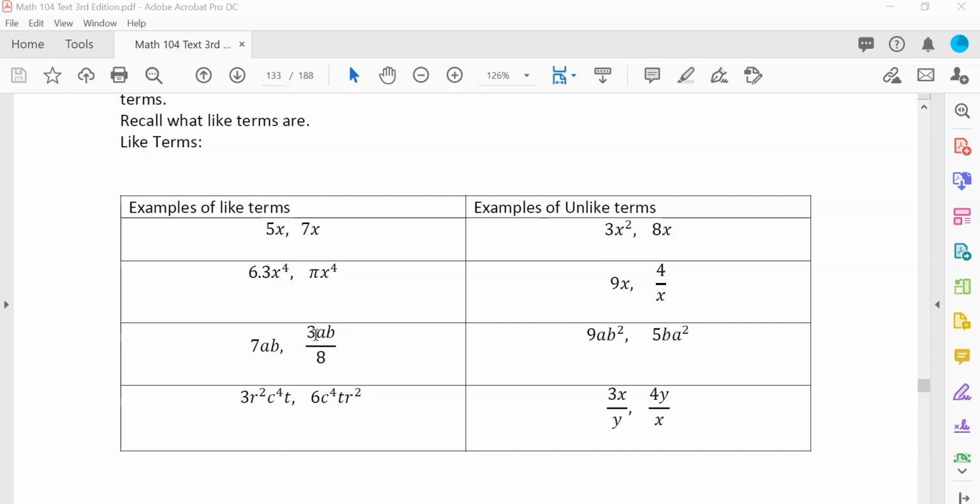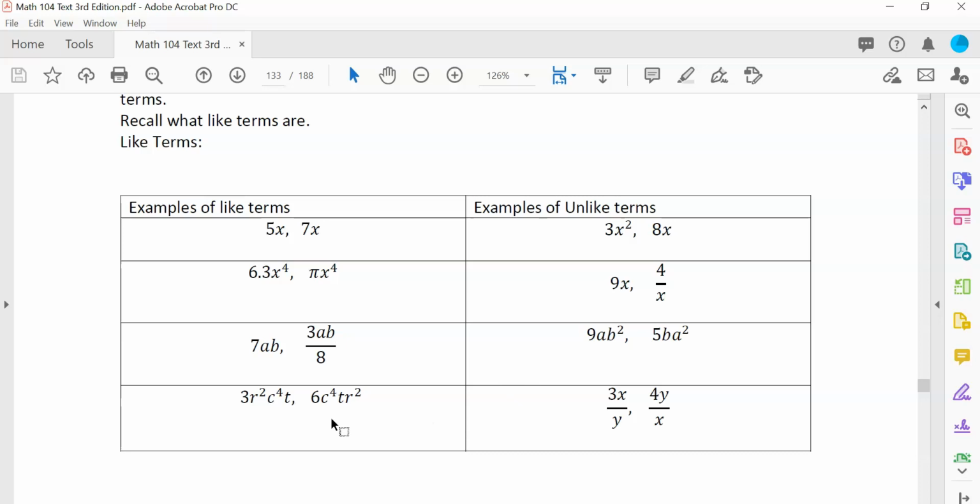Like terms obviously can be rewritten a little bit. You can write, for instance, 7 times a times b. Since we have like variables a, b, and we have a, b here multiplying by each other, those are like terms. However, if we have 9a times b squared and 5b times a squared, well, because you square the b here, but you square the a over there, those are not like terms.